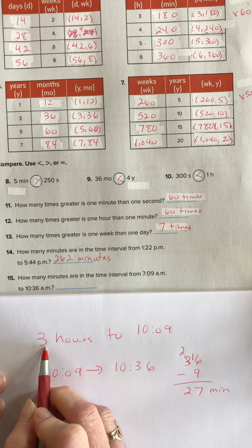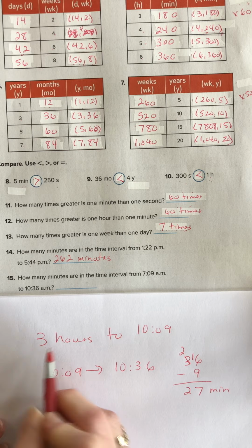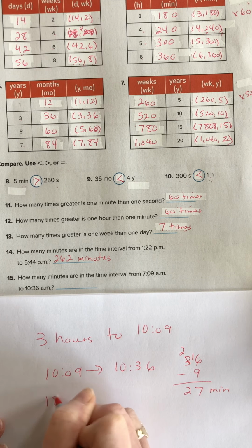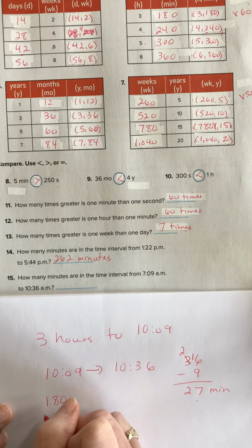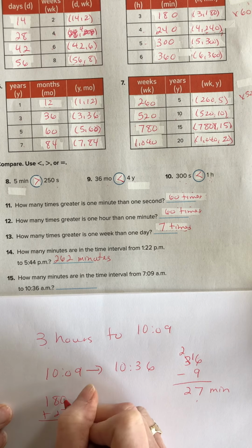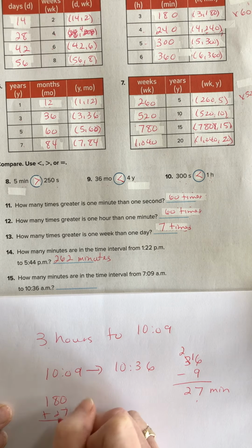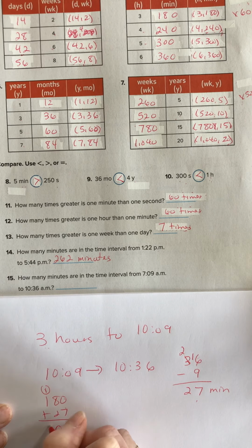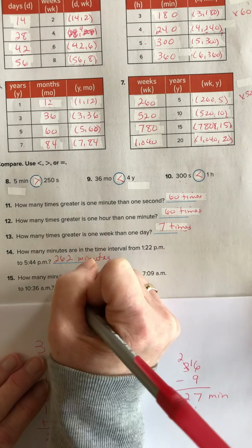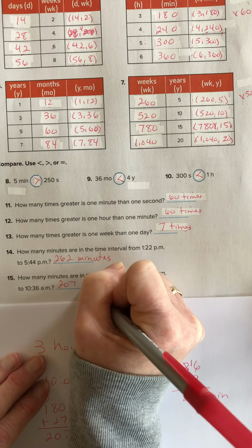Now I have to convert my 3 hours into minutes. So there's 60 minutes in an hour. 60 times 3 is 180 minutes, because 6 times 3 is 18, plus one more 0. Now I have to add in my 27 minutes. 0 plus 7 is 7. 8 plus 2 is 10. I put down the 0, carry the 1. 1 plus 1 is 2. So the answer here is 207 minutes.